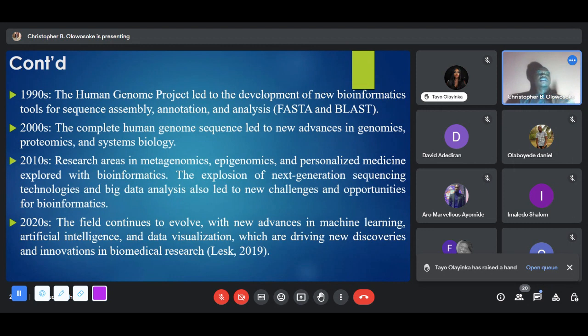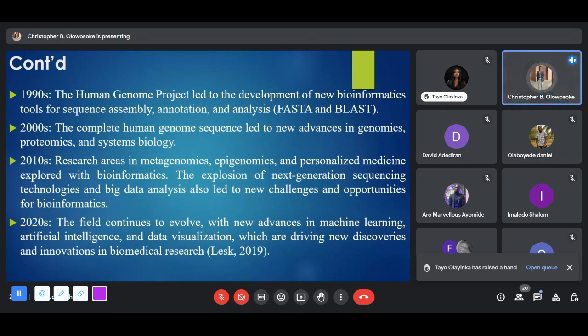So by the year 2000, I think in the year 2003 or so, because it took 13 years, the complete human genome was conducted and led to advancement in genomics, proteomics, metabolomics, transcriptomics, and systems biology that we are using today. So while genetics started a long period ago, genomics, proteomics, and the omics technologies began after the Human Genome Project was completed. So these fields are coming up as new technologies are being developed.